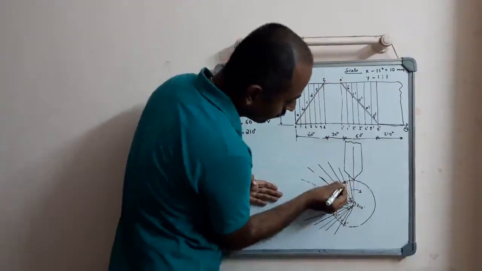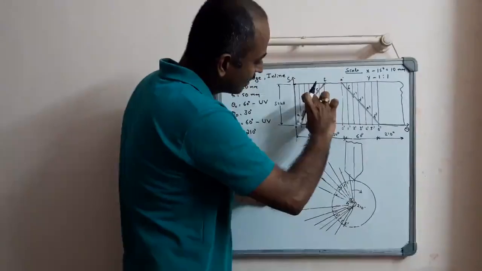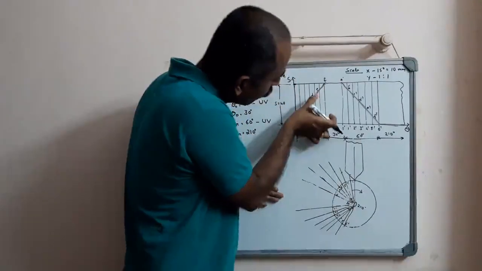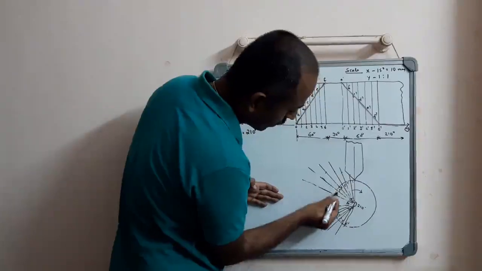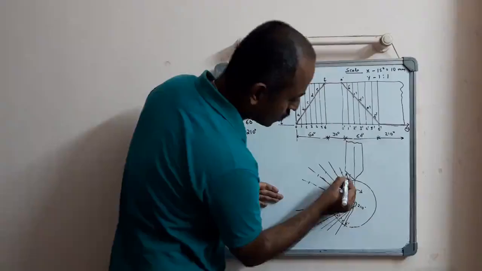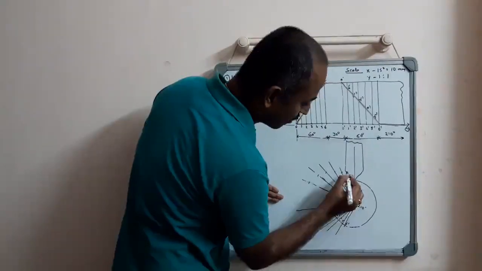2B, 3C, 4D, 5E, 6F. So these are our A, B, C, D points.